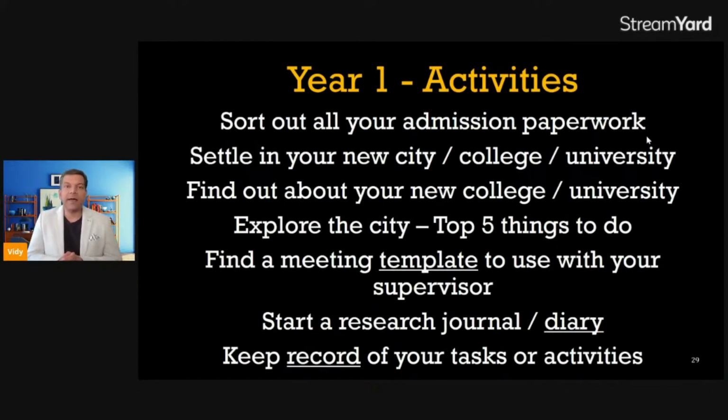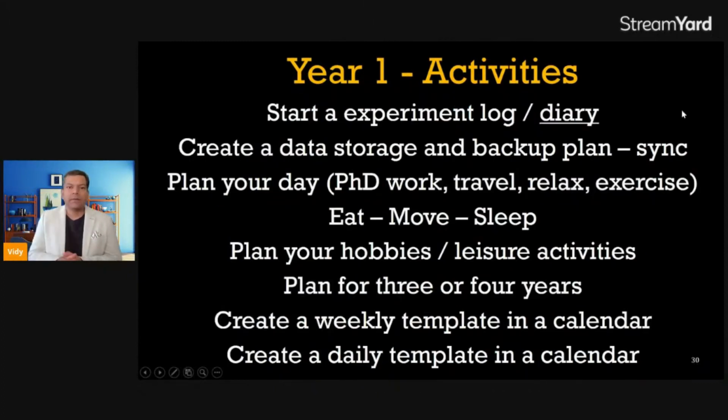Start a research journal or diary, like I mentioned. Make notes, because these notes can be really helpful later down the track. Keep a record of all the tasks or activities that you're doing, and wherever you see an underline here, that refers to finding a relevant template that you can use for this. You can also start an experiment log or a diary. If your research involves experiments in a lab and you have to take notes, then it's good to have a physical diary as well. I've seen a lot of students in physical sciences do have that.